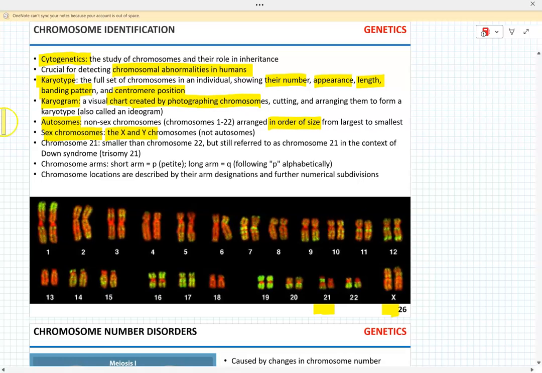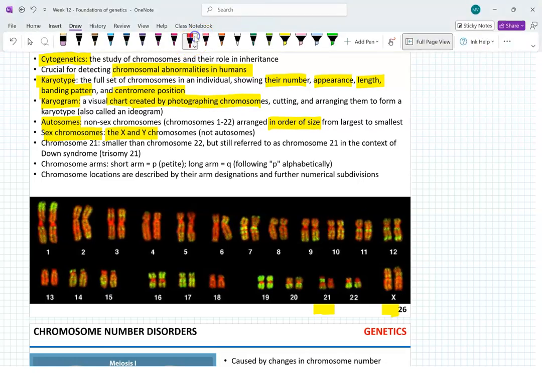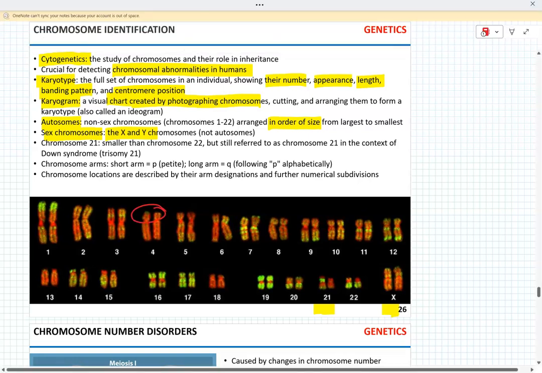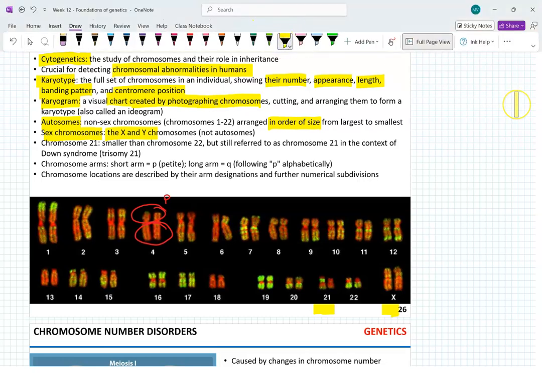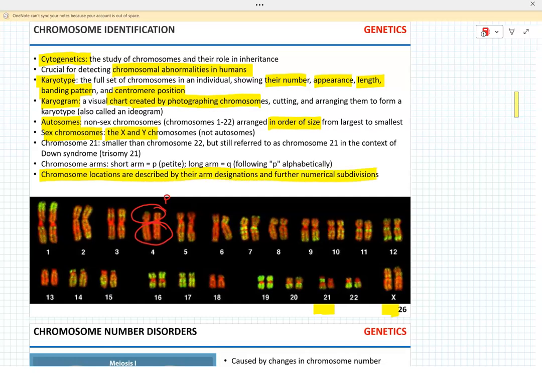Now, chromosomes have arms, short and long. So short arm is referred to as P, petite, and the long arm is referred to Q because Q follows P alphabetically. One day somebody will write a book on how scientists name things. Now, the locations of genes on the chromosomes are described by the designation of the arm and numerical subdivision.